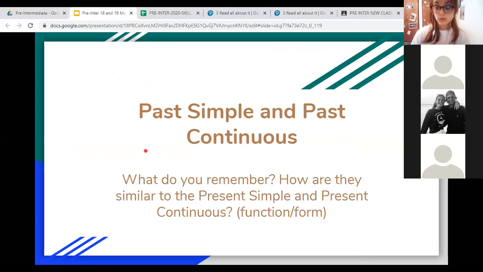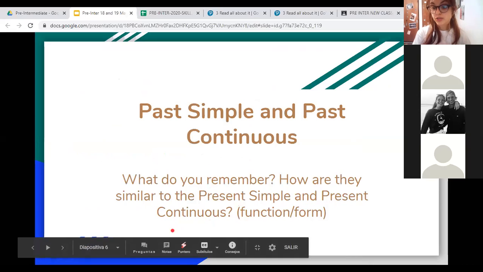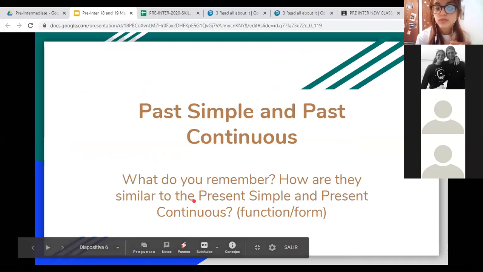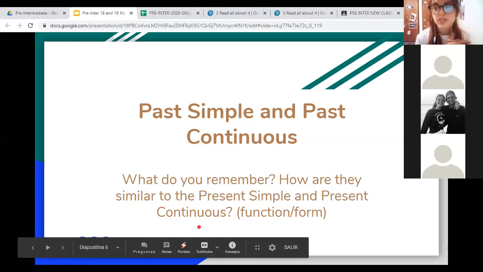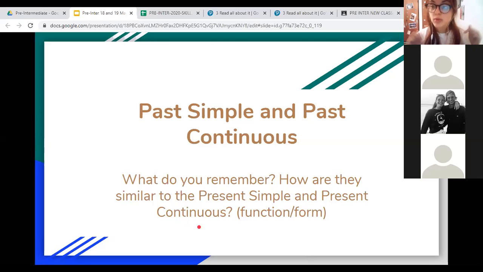Okay, so we said that in Unit 2, we learned present simple and present continuous. We said that present simple was used for a routine. And we said, for example, I wake up at 7 a.m. or she runs every day. Yes? And the present continuous. When did we use present continuous? At the moment. Good. Something that happens at the moment of speaking.